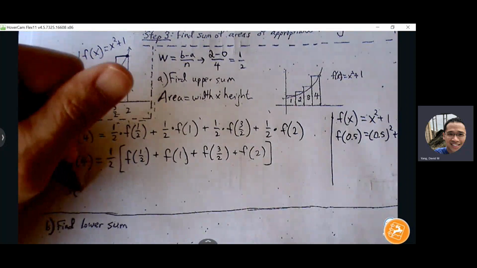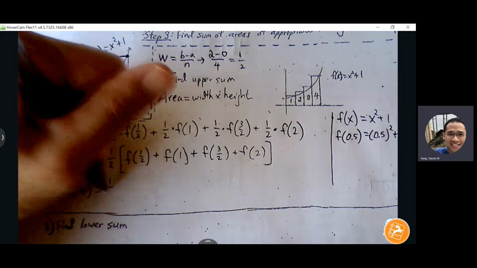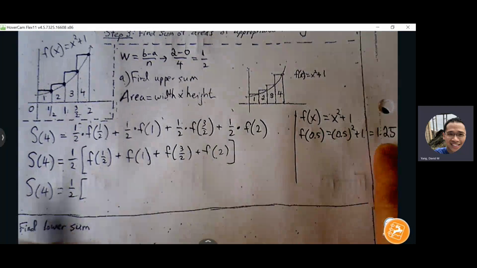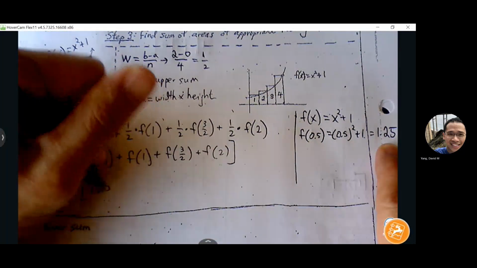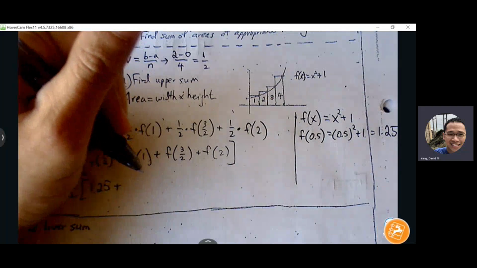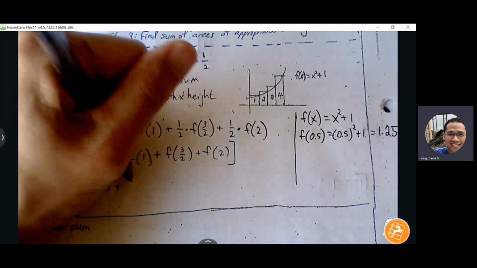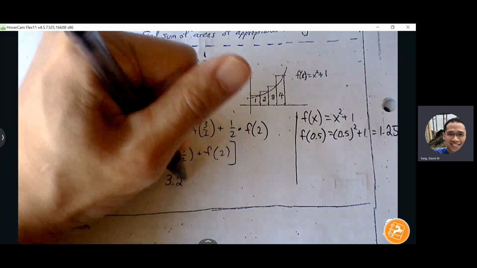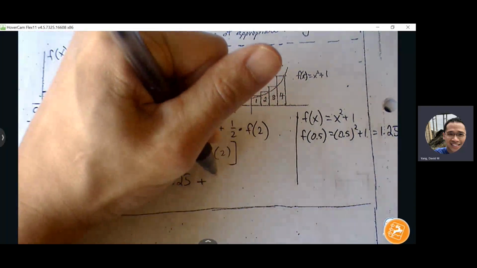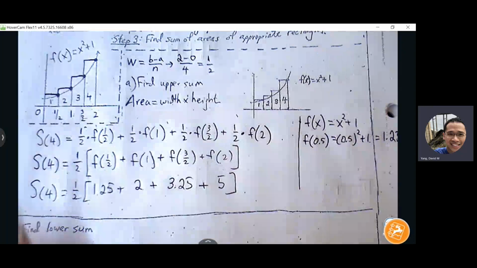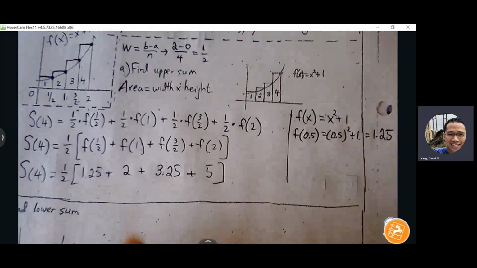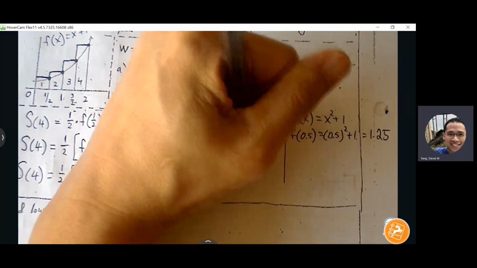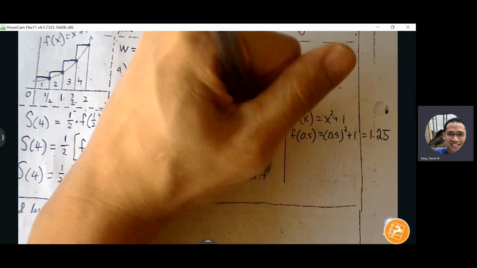So I'm going to skip the tedious part here and just arrive at the heights. f of 1/2 is 1.25. The height of my second subinterval is going to be 2. Third subinterval is 3.25. Fourth subinterval is 5. Add that together, multiply by 1/2, and we get an area of 5.75.